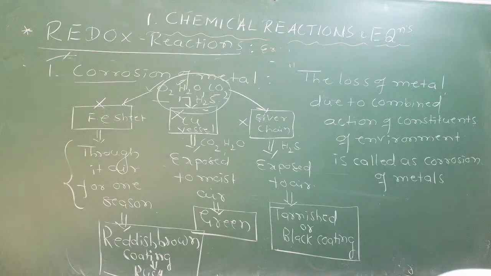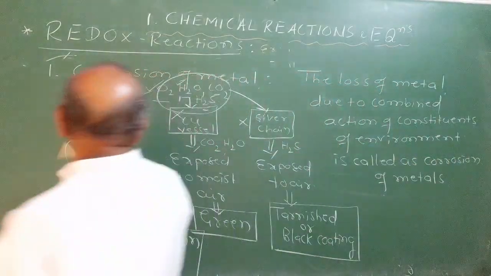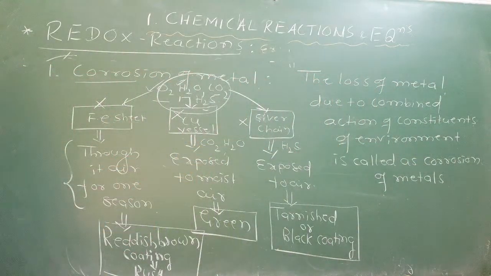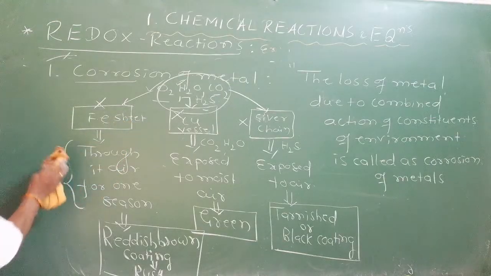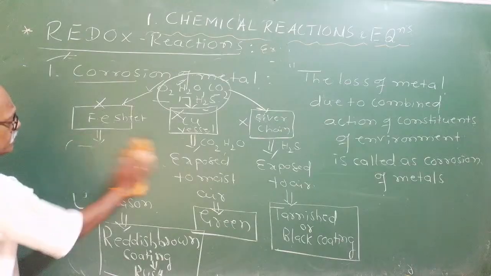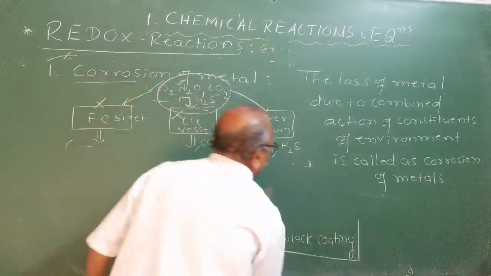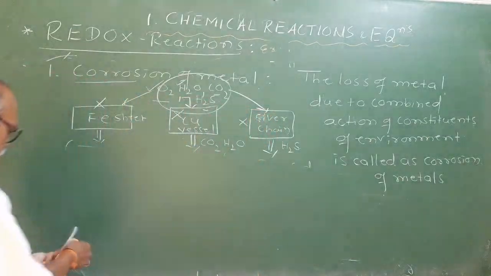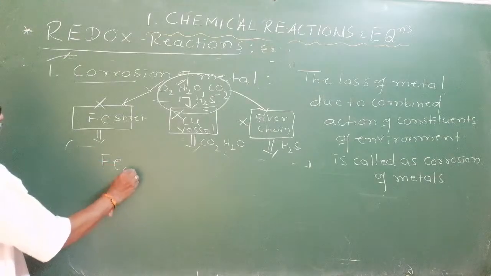Let us write the reactions for them. For each one of them, take the examples of corrosion and we'll write the reactions for all the 3 of them. How they get rusted, what chemically rust is. See, what happens is, when we take one by one, when iron is exposed to air, this is iron solid.